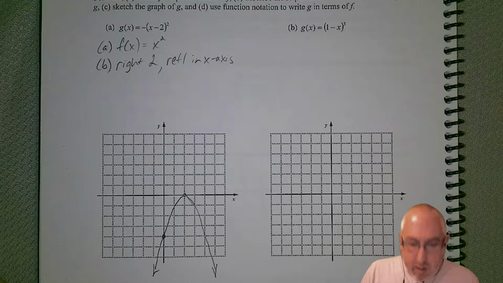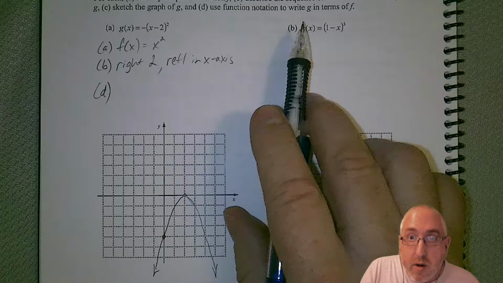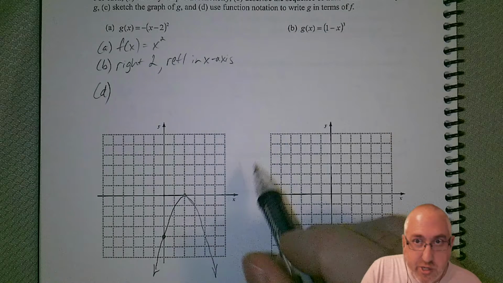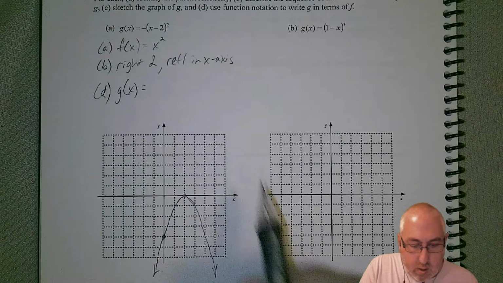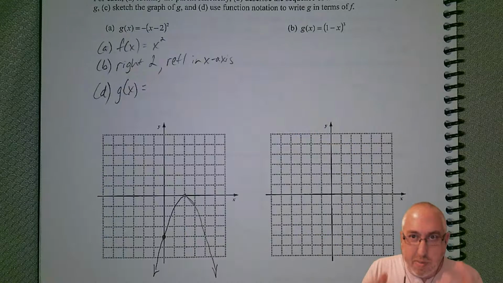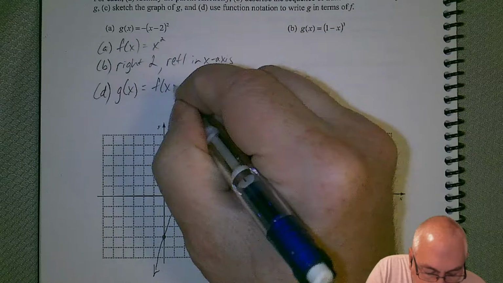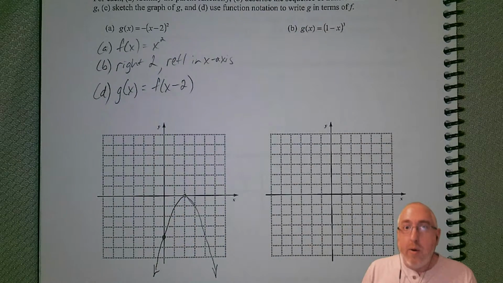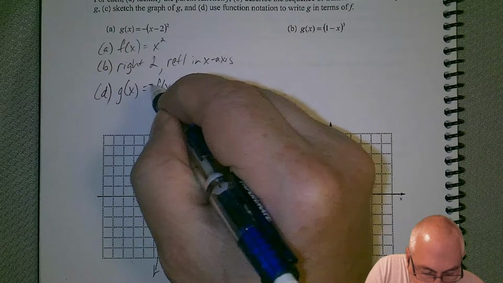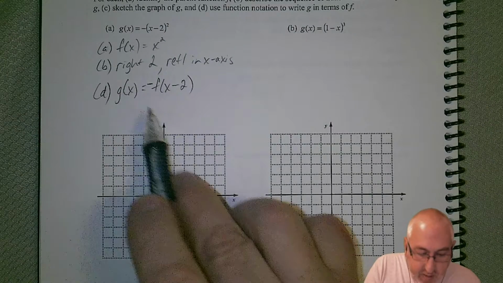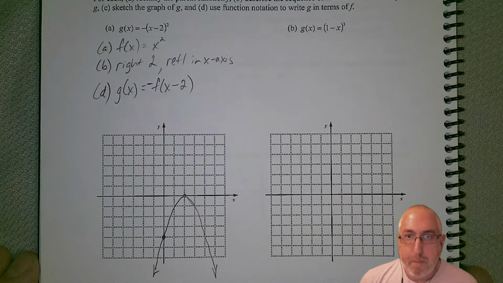So now the final part of this was writing the function in function notation. So g in terms of f. So they want g of x equal to, so again, we have to use this to kind of help guide us. Now, if we just put f of x minus 2, well, we're missing part of the transformation. So really the only other step we're going to do is just put a negative in front of that. So negative f of x minus 2. And that should be it.